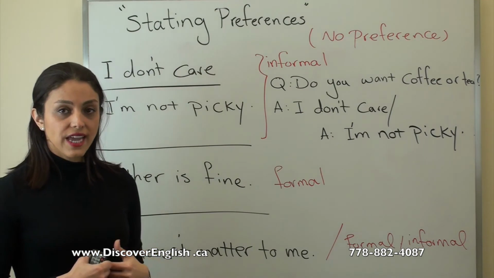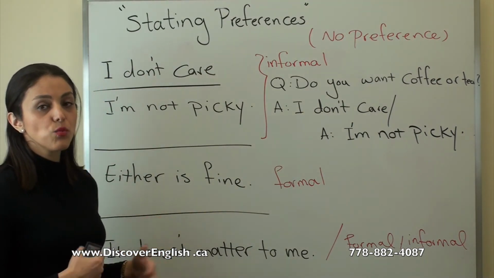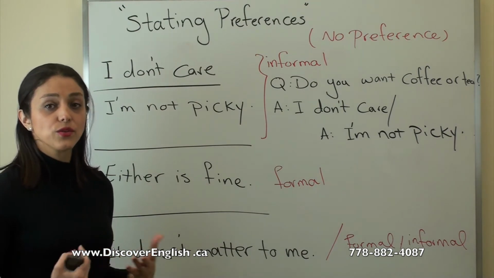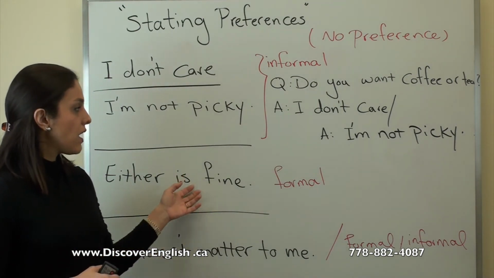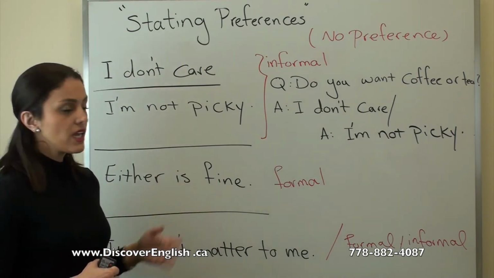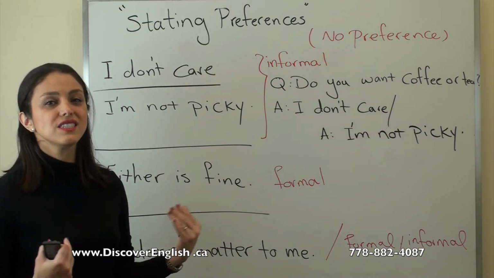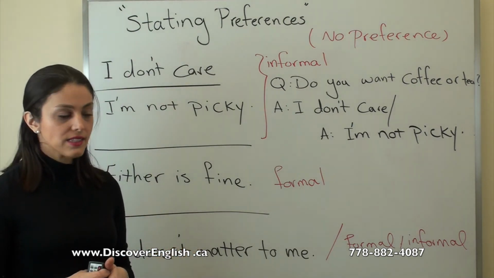The other way of saying that is either is fine. Either is fine. This is a more polite way to say that you don't have any preferences. For example, do you want coffee or tea? You can say either is fine. It doesn't really matter, right? But this is a polite way of saying that.